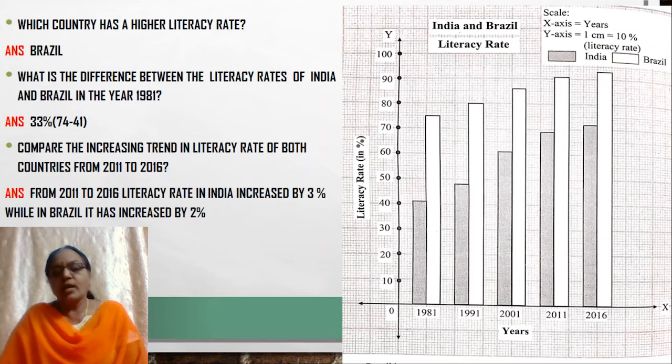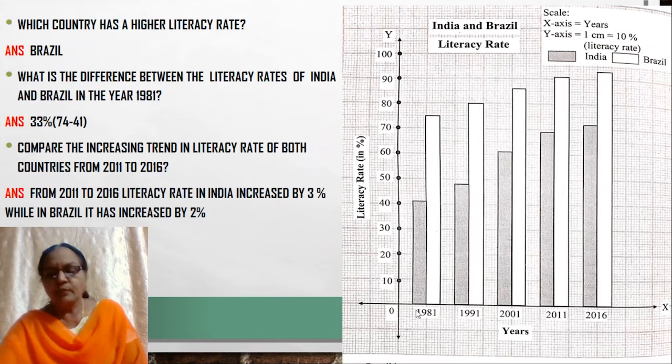Here again, we have the multiple bar graph or the joint bar graph, which shows you the literacy rate of India and Brazil. Again, on the x-axis, years are plotted. So here the years are from 1981, 1991, 2001, 2011 and 2016. On the y-axis, literacy rate is given in percentage. Here again, 1 centimeter is equal to 10%. So like this, you have 20, 30, 40 and so on. You'll have to be very clear.